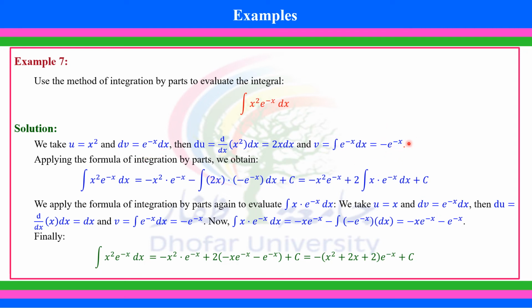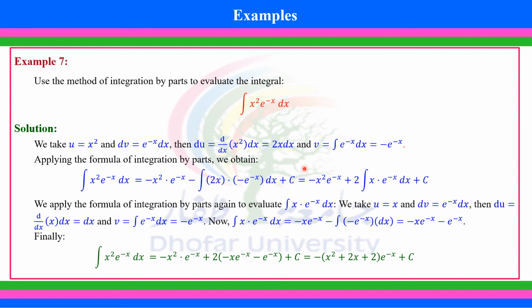and v is obtained by integrating exponential minus x dx, giving minus exponential minus x. So when we apply the formula of integration by parts, this integral equals uv, where u is x squared and v is negative exponential minus x, minus the integral of v du, where v is minus exponential minus x and 2x dx is du.